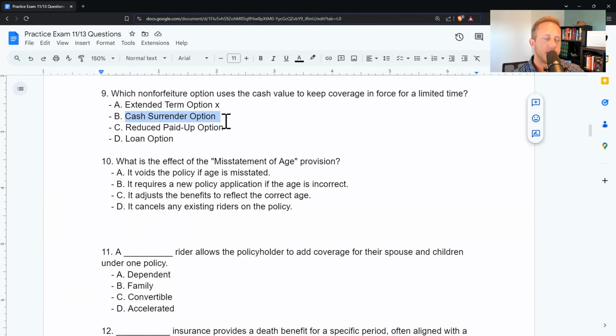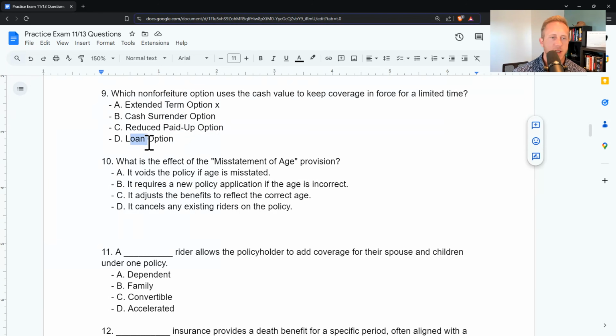Cash surrender option is when they just get cash. They just take that $1,000. Reduced paid up is when that $1,000 buys a whole life policy. That's a lowered face amount. And then loan option, that's taking a loan against the cash value.